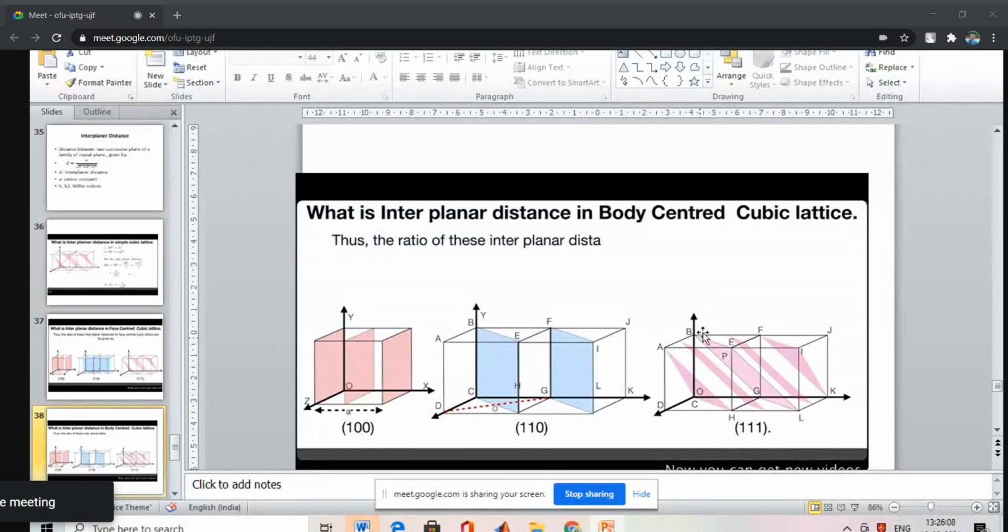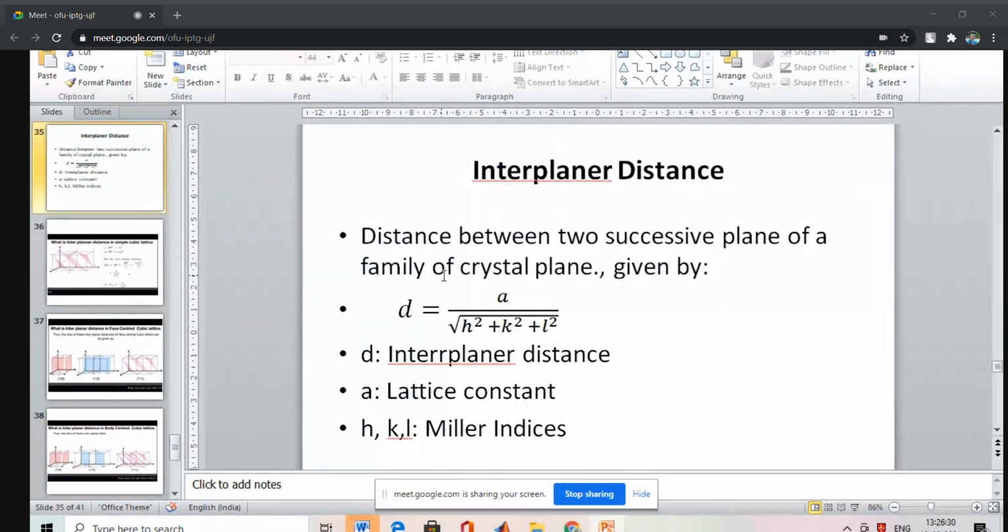This interplanar spacing you will remember. Do one thing in your notebook. Write down the interplanar spacing. First of all, write in SCC. In SCC, write the formula. D is equal to A upon root H square plus K square plus L square. Okay. This one. And then write D suffix 100 is equal to A. Second one, D suffix 110 is equal to A upon root 2. Then D suffix 111 is equal to A upon root 3. Written?